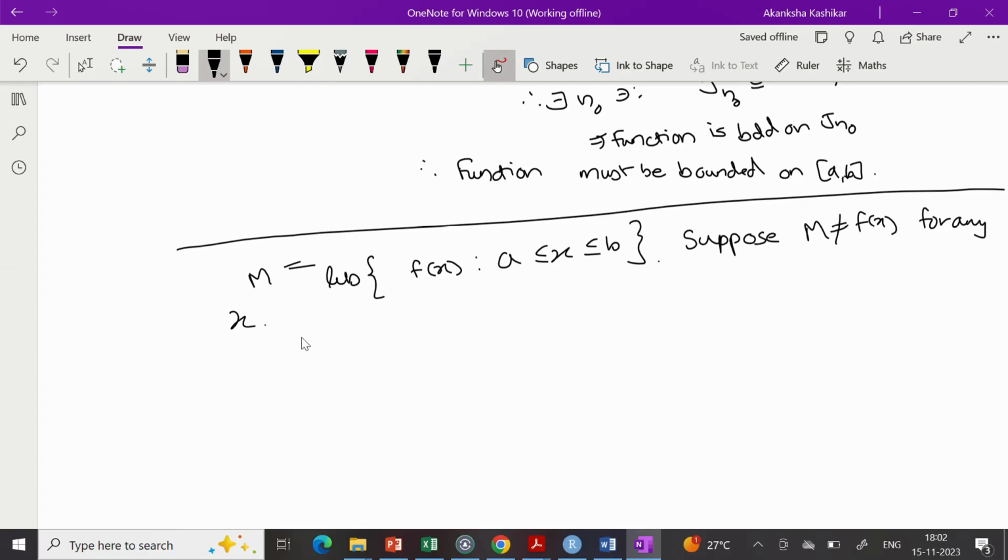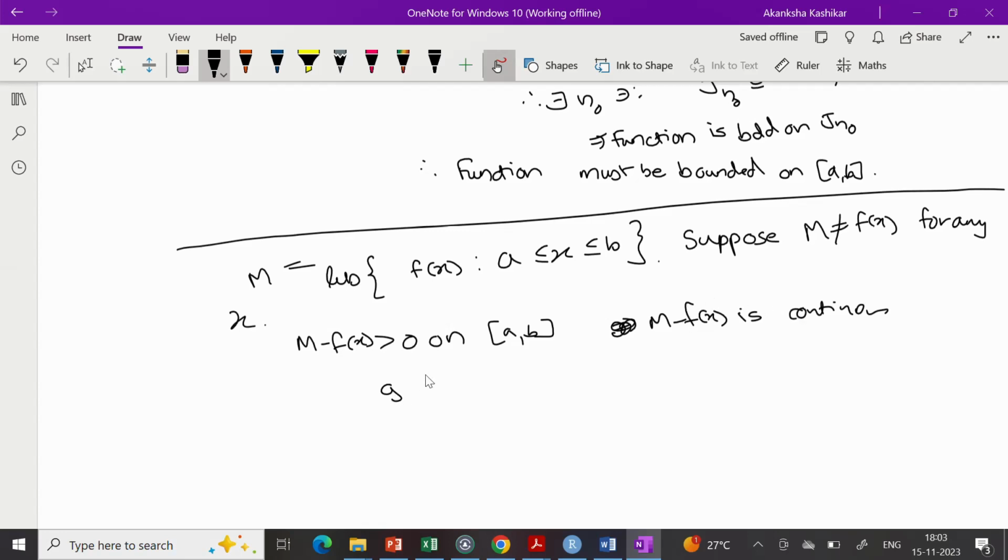So what would it mean? It would mean that M minus f(x) is greater than 0 on the entire interval [a, b], because M is an upper bound. M is always larger than or equal to f(x), and we are saying that M is not equal to f(x) for any x. So M minus f(x) is greater than 0 for every x in [a, b]. And f(x) is continuous, so M minus f(x) is also continuous.